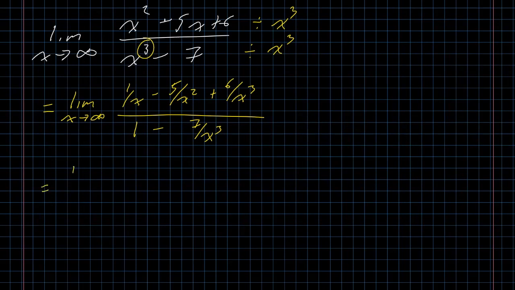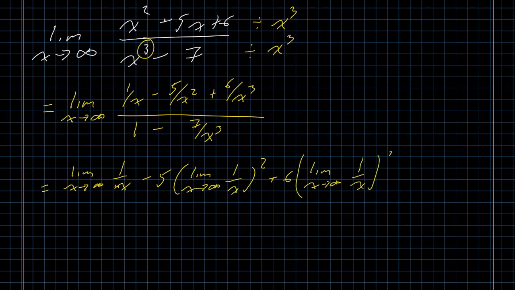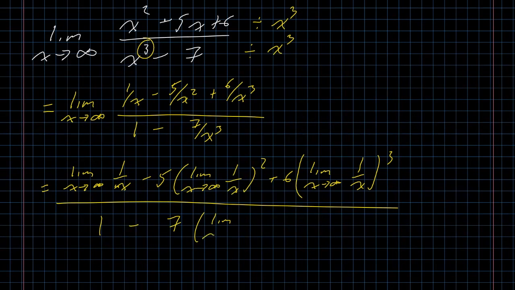We're going to have the limit as x approaches infinity of 1 over x minus 5 times the limit as x approaches infinity of 1 over x squared plus 6 times the limit as x approaches infinity of 1 over x cubed. In the denominator, we're going to have 1 minus 7 times the limit as x approaches infinity of 1 over x cubed.